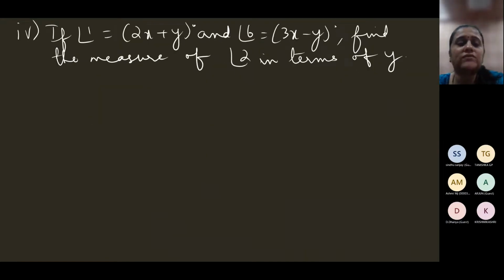We are given an expression for angle 1 and angle 6. You have to bring some connection between these two angles, if not directly, with the help of some other angle. You don't have to find any angle here. You'll have to find the measure of angle 2 in terms of y.